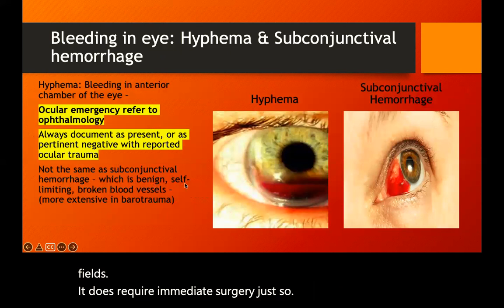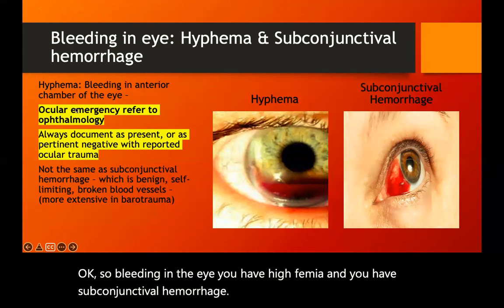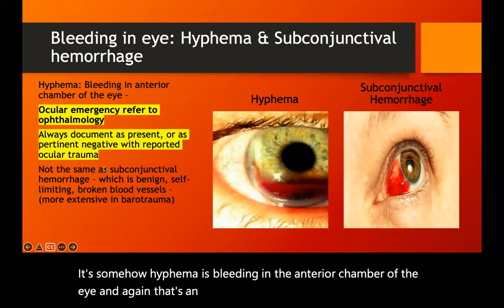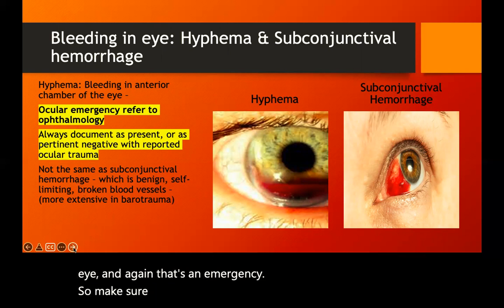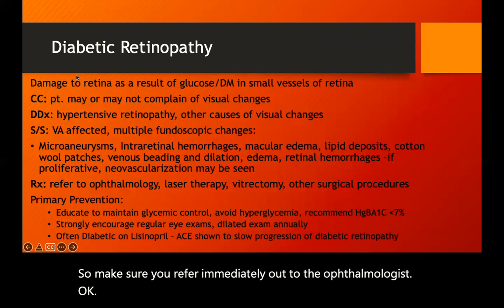Okay, so bleeding in the eye, you have hyphema, and you have subconjunctival hemorrhage. Hyphema is bleeding in the anterior chamber of the eye, and again, that's an emergency. So make sure you refer immediately out to the ophthalmologist. Okay. Damage to the retina as a result of glucose in the small vessels of the retina.